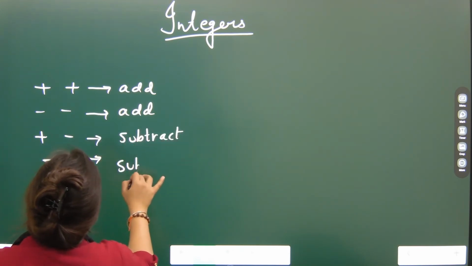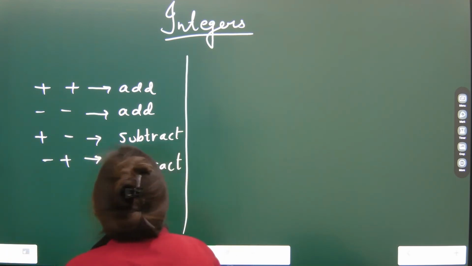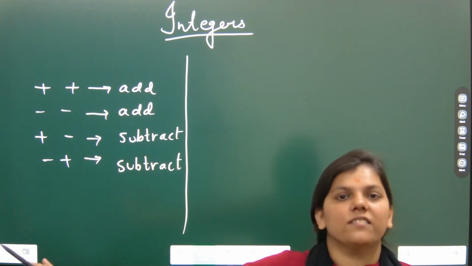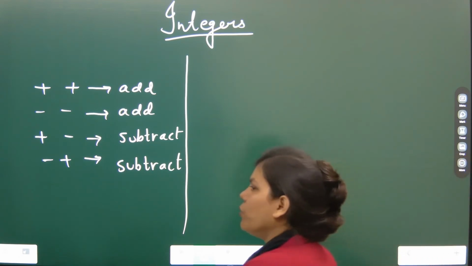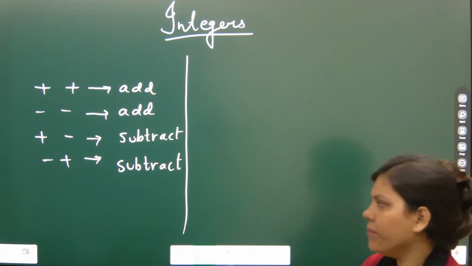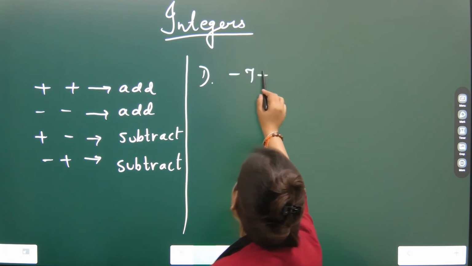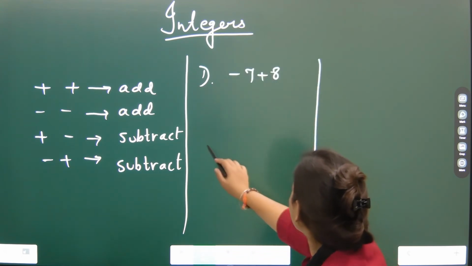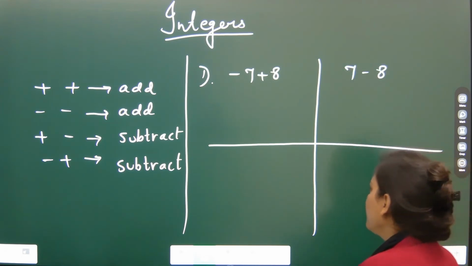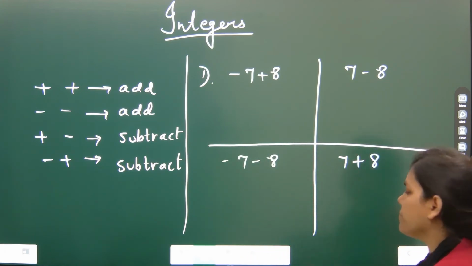Okay. Now, these 4 operations you have to understand very well. I'll give you short examples first, and then gradually I will increase the level. Let us say, for example, -7 plus 8, 7 minus 8, -7 minus 8, 7 plus 8.